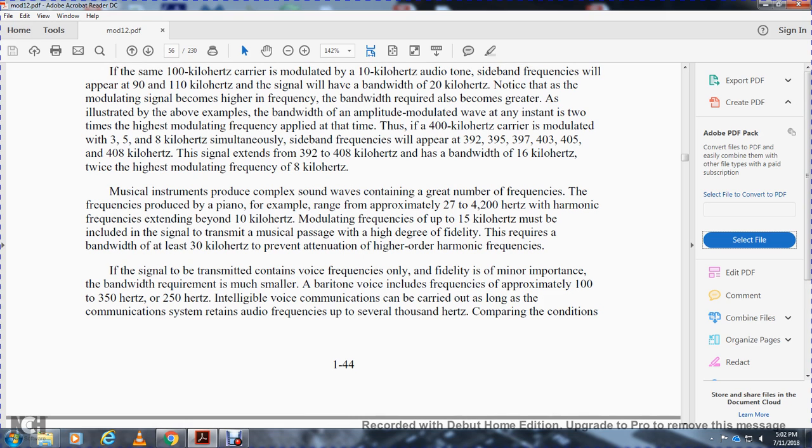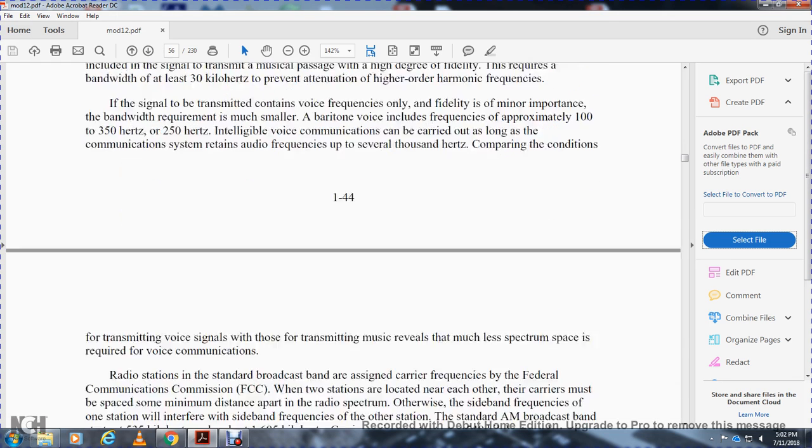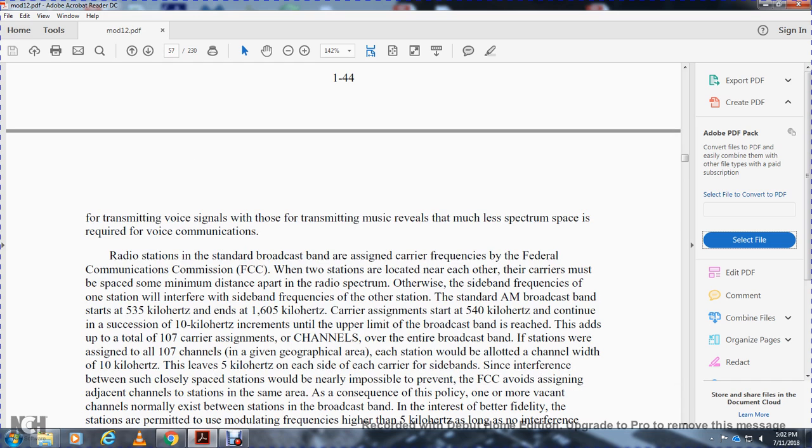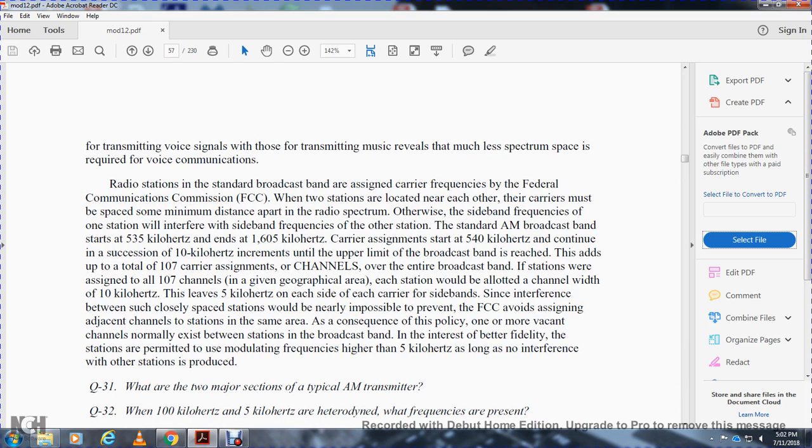If the signal to be transmitted contains a voice signal only, with fidelity of minor importance, the bandwidth requirement is much smaller. The barritone voice includes frequencies of about 100 to 350 hertz. Intelligible voice communication can be carried out as long as the communication system retains audio frequencies up to several thousand hertz. Comparing the transmission of voice signals with musical signals reveals that much less spectrum space is required for voice communication.